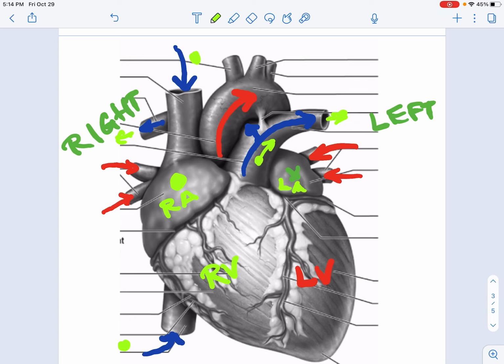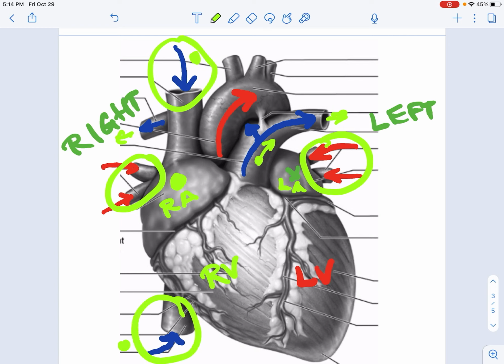Let's do a quick review. We have the pulmonary veins entering the left atrium. We have the veins referred to as the vena cava, the superior and inferior vena cava, bringing blood into the right atrium. We have the aorta, which is an artery coming out of the heart. It comes out of the left ventricle and moves oxygenated blood out to the body.